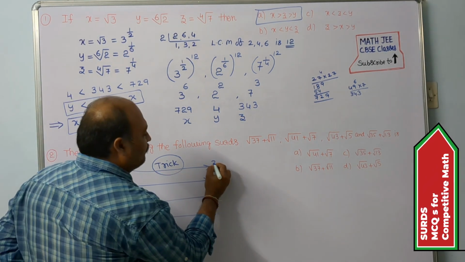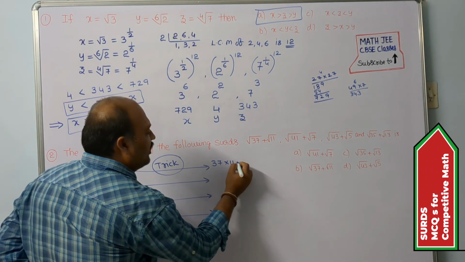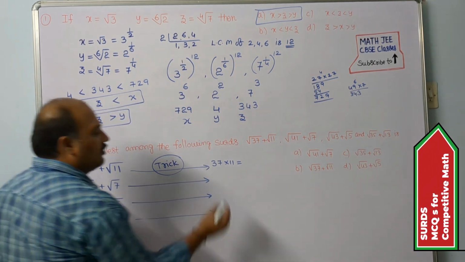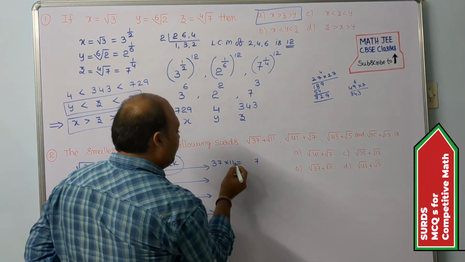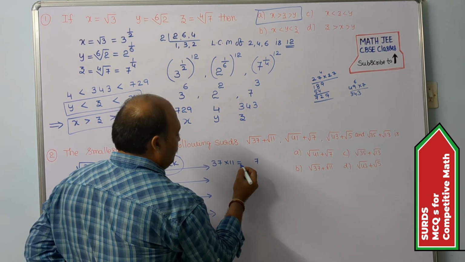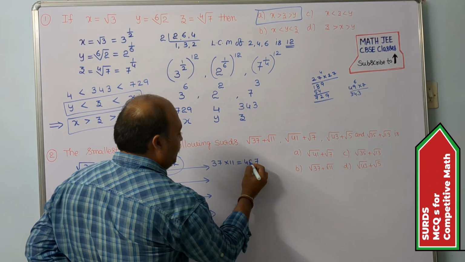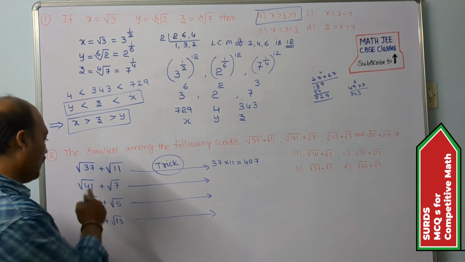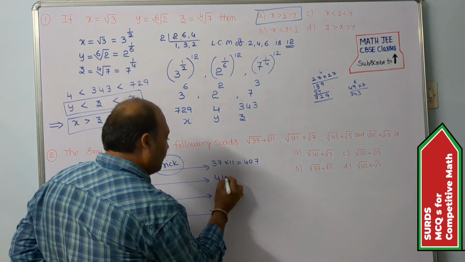37 into 11. 11 sevens are 77. 11 threes are 33 and 7, which is 40, and 1 more makes 41. So now 41 into 7.